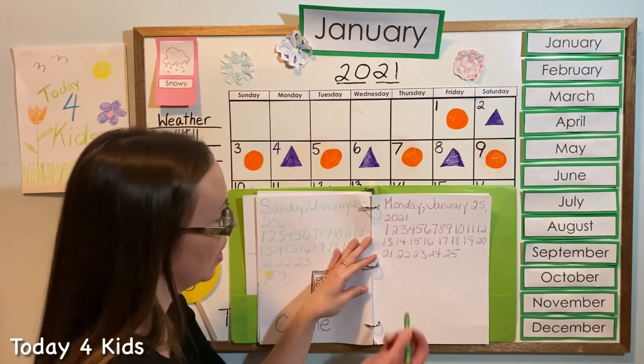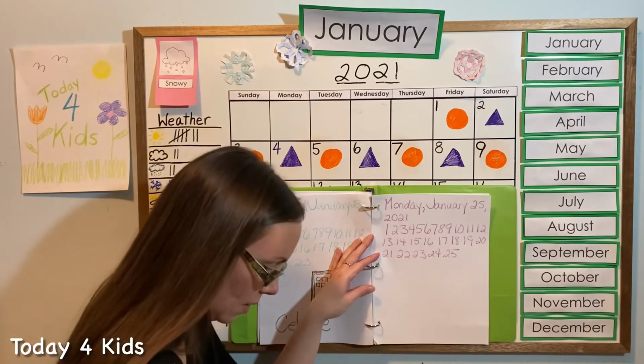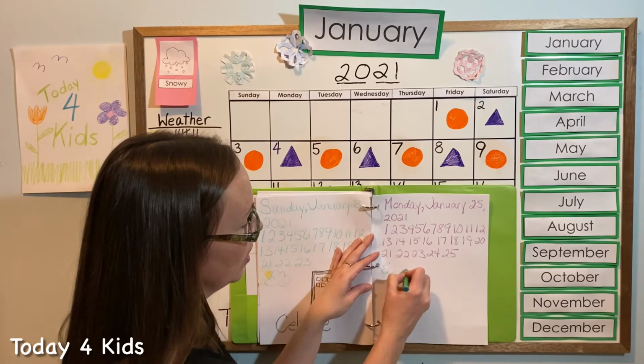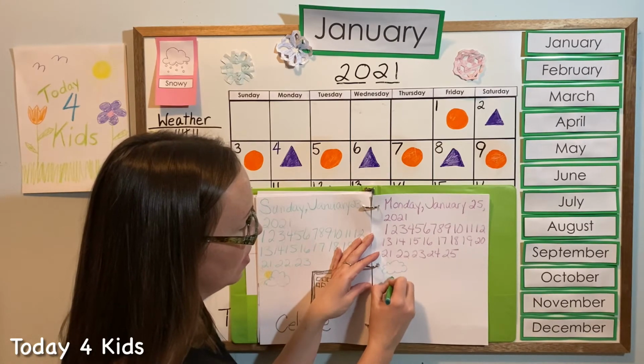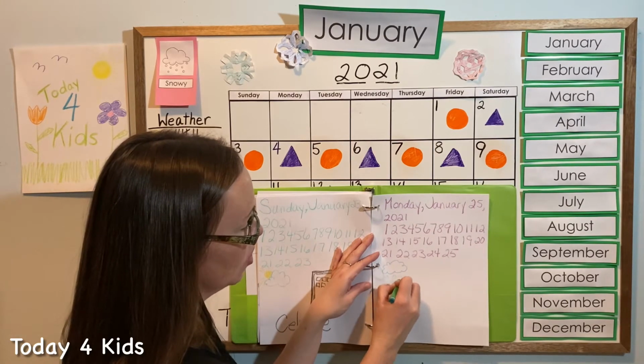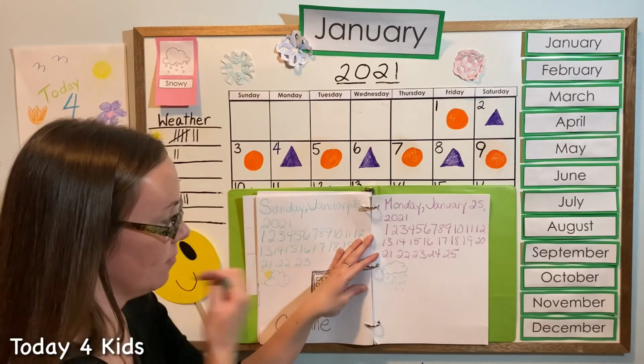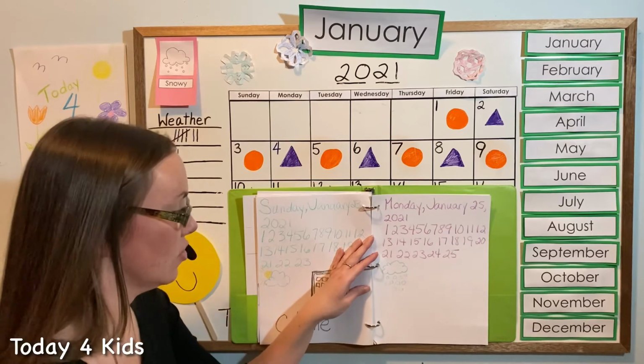Let's do our, oh, I don't want a green one. I would like a blue one. Our weather for the day is snowy. So make a cloud and I will just make some snowflakes. This looks a little different than I did the other day. The other day I just made a snowflake. So these round things are my snowflake.